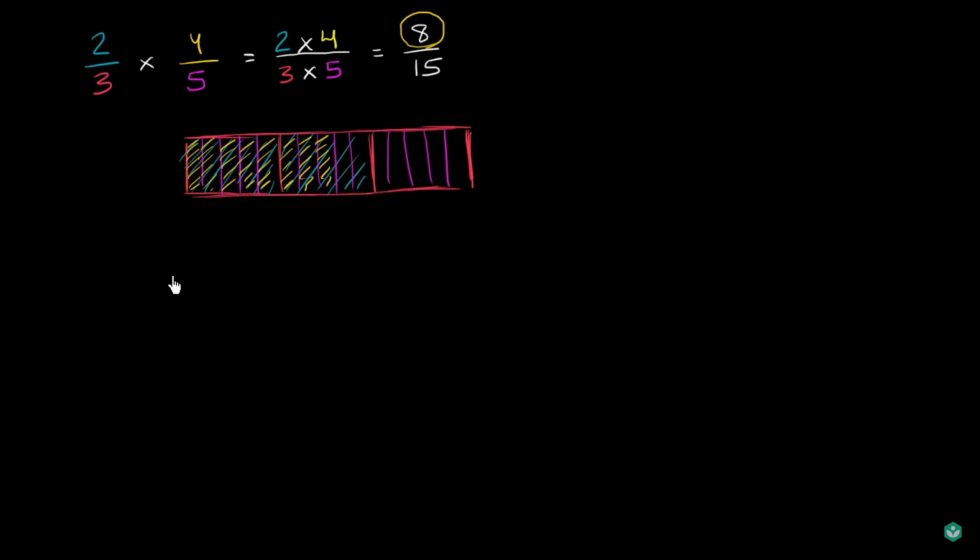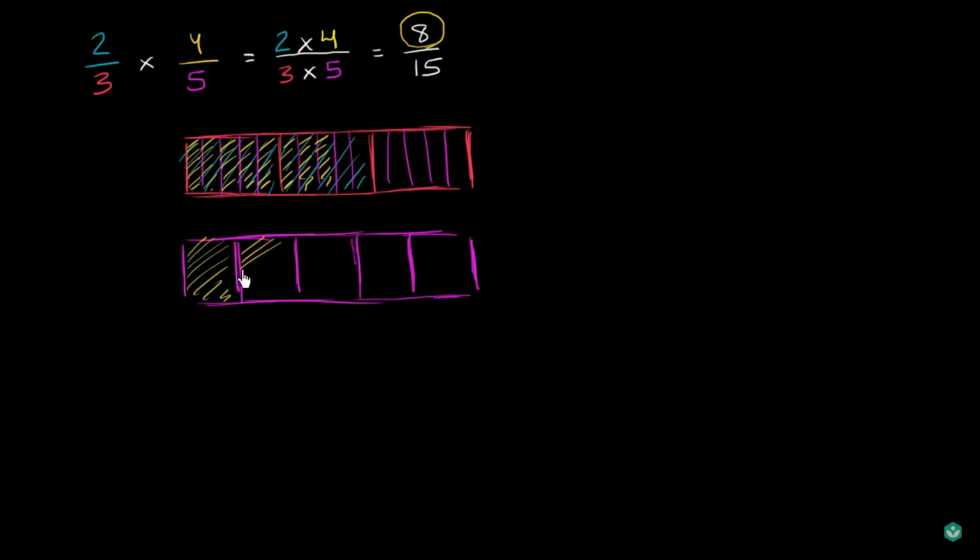You could have thought about it the other way around. You could have started with fifths. So let me draw it that way. Let me draw a whole. Let me cut it into 5 equal pieces, or as close as I can draw 5 equal pieces. 1, 2, 3, 4, 5. For 4/5, we're going to shade in 4 of them. It's 4 of the 5 equal pieces. 3, 4.